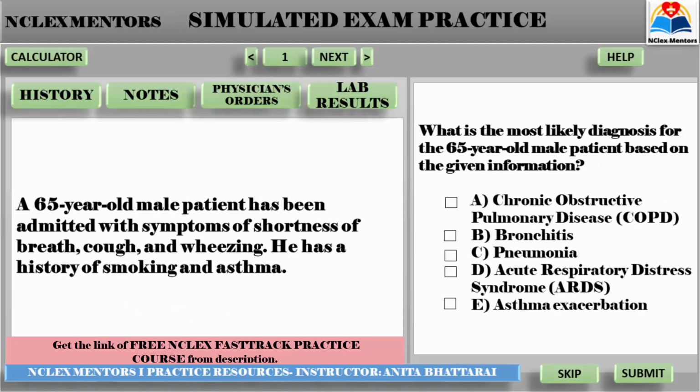Let's see another question. What is the most likely diagnosis for the 65-year-old male patient based on the given information? A. Chronic obstructive pulmonary disease. B. Bronchitis. C. Pneumonia. D. Acute respiratory distress syndrome. E. Asthma exacerbation.